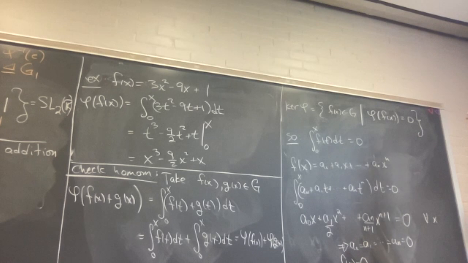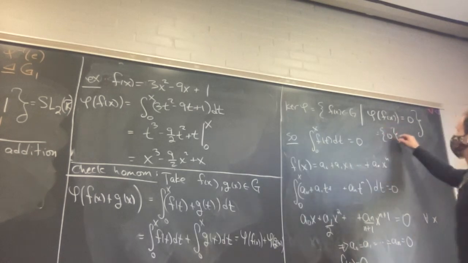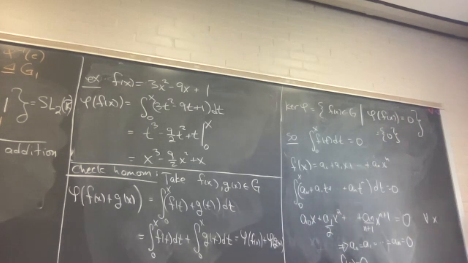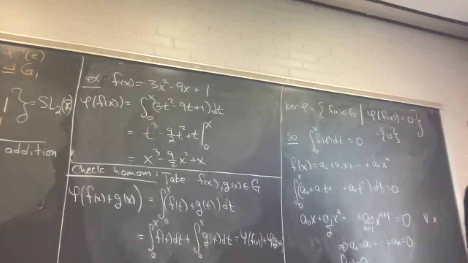So the only way to get into the kernel was to be 0 in the first place. That's the only way to be inside of the kernel at all. Otherwise, you get mapped to something that's non-zero. Okay. And I want to point out that in this very special example, this is actually also a linear transformation.